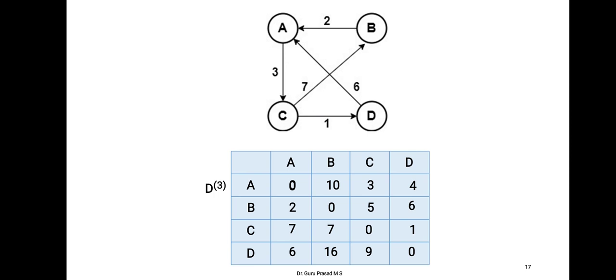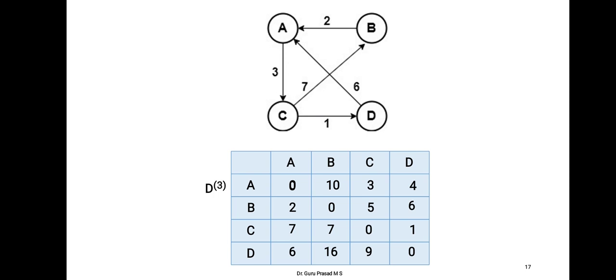Now for the given graph, this is the all pair shortest path we got. From A to A, the vertex A to A is 0. A to B, the shortest distance between vertex A to vertex B is 10, that is A to C, C to B, 3 plus 7, 10. And A to C, the vertex A to vertex C, the shortest distance is 3. A to D, that is 4, 3 plus 1, 4. A to C 3, C to D 1, 3 plus 1, 4.